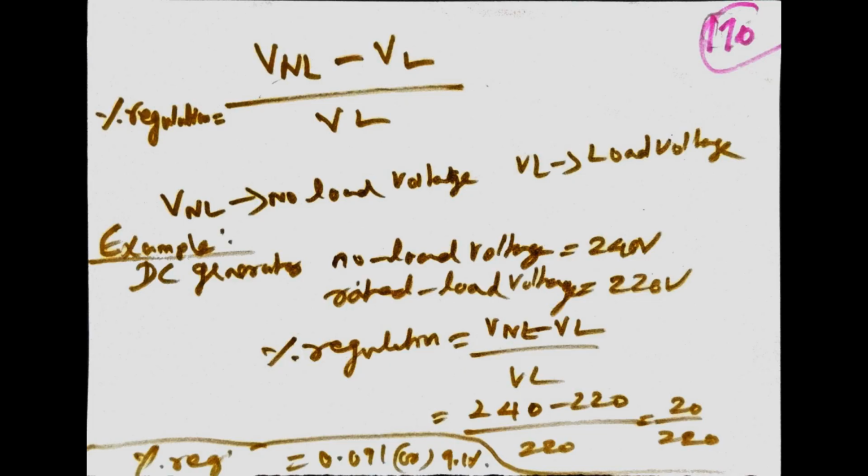Percentage of regulation is (VNL minus VL) divided by VL, where VNL is the no load voltage and VL is the load voltage. Example: a DC generator has a no load voltage of 240 volts and a rated load voltage of 220 volts. Percentage of regulation is (VNL minus VL) divided by VL, which is (240 minus 220) divided by 220, equal to 20 divided by 220. Percentage of regulation is equal to 9.1%.